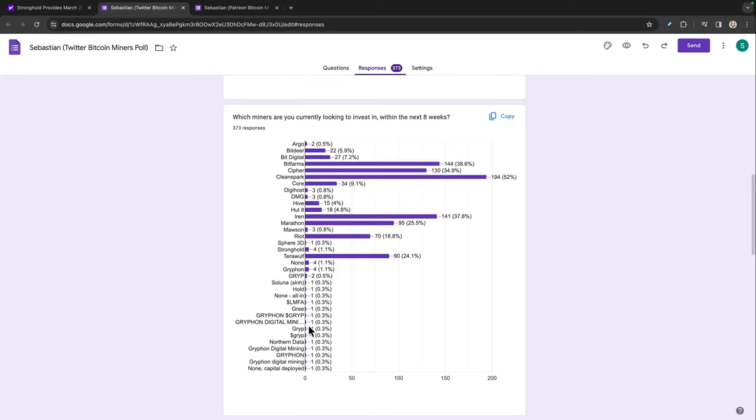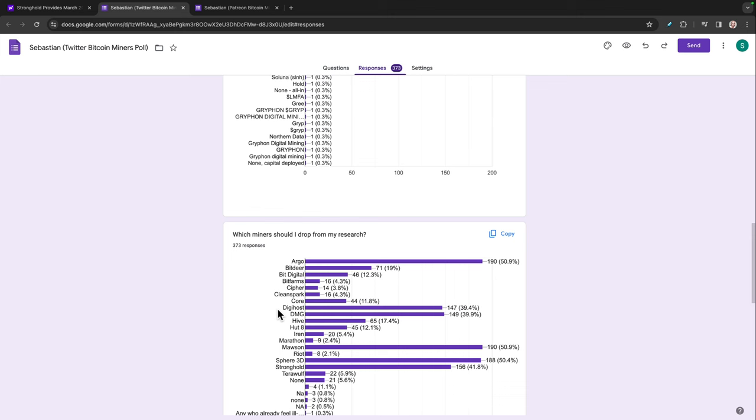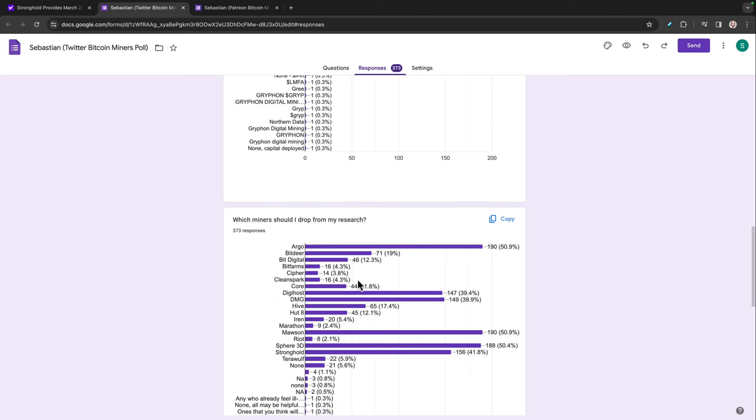But based on this, the next question I posted was, which miners should I drop from my research? We got a pretty strong response for obviously Argo at 50%, Mawson 50% also, Sphere 3D 50%. These are the guys that are not growing that much, or at all really, going into the halving event. They're going to be under 5 exahash at the halving event and even later on this year. So there's just not that much interest for them.